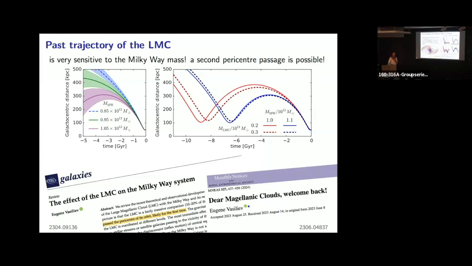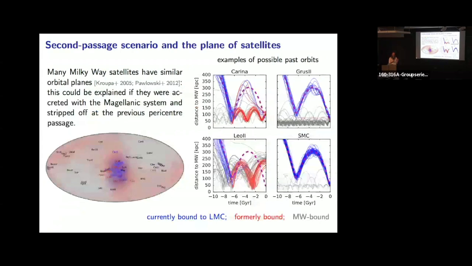And it turns out that, yes, there is a factor that might actually be explained by the second passage scenario, and that is the presence of the so-called kinematically coherent satellite plane in the Milky Way. Now we are talking about the fact that many of the satellites of the Milky Way have very similar directions of angular momentum. If you plot them on the sky, the directions of angular momentum, there is a concentration of galaxies along a preferred direction, which happens to be the direction of the LMC's orbital angular momentum. And even after you eliminate the galaxies that are currently satellites of the LMC, there is still an overdensity of things there.